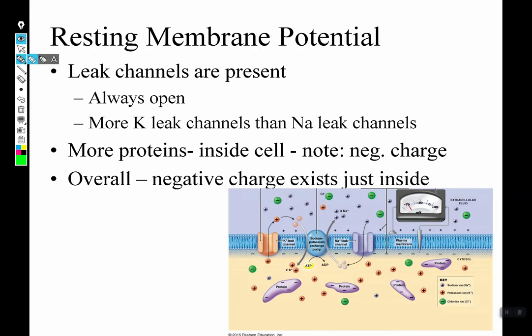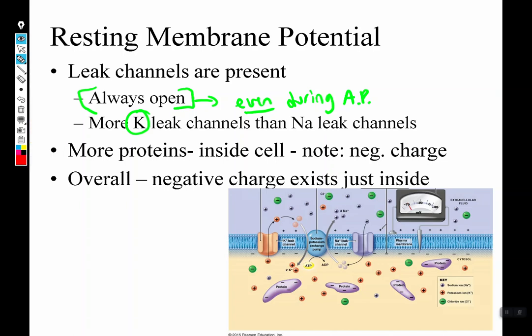The leak channels are always open, and I'm going to highlight this as being true even during an action potential. It's not like they turn off during an action potential. There's also a non-equal number of leak channels. We have more potassium ones than sodium ones, which means that potassium is going to leak out more than sodium leaks in.